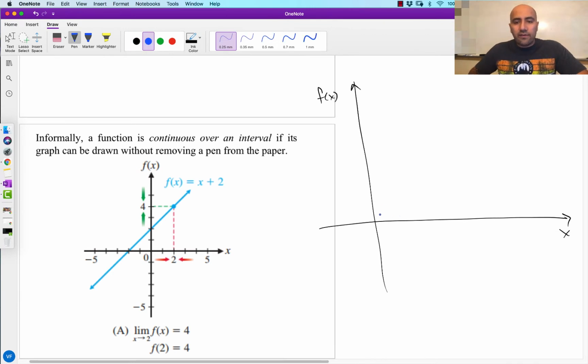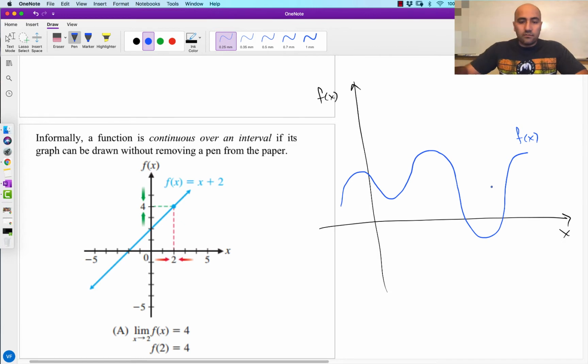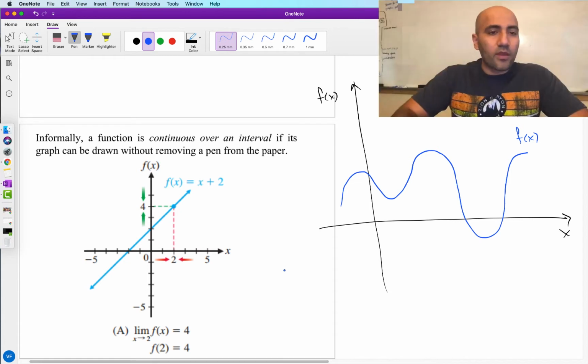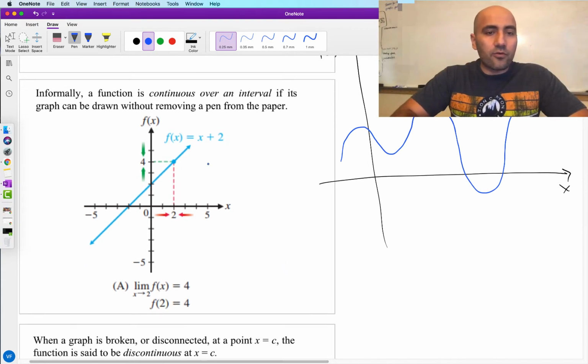So if you just have a Cartesian coordinate system and you want to draw your graph, if you can draw your graph without ever lifting your pen, so say something like this, then you have continuity, right? So it's a continuous graph. So it's an easy concept to describe. It's easy to spot, but we're going to put a bit more definition to it, or a stronger definition to it. So here's another straightforward example.